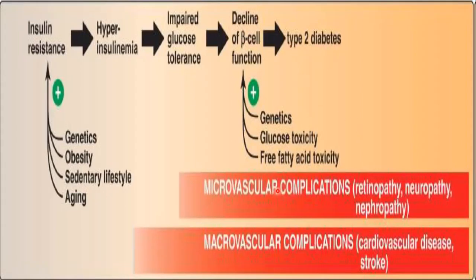The environment is inflammatory, leading to deterioration of the beta cell, which eventually leads to type 2 diabetes. These are the long-term complications associated with type 2, such as microvascular and macrovascular complications. Microvascular: we have retinopathy, which leads to blindness, neuropathy, and nephropathy, kidney failure. Macrovascular: cardiovascular diseases and stroke.